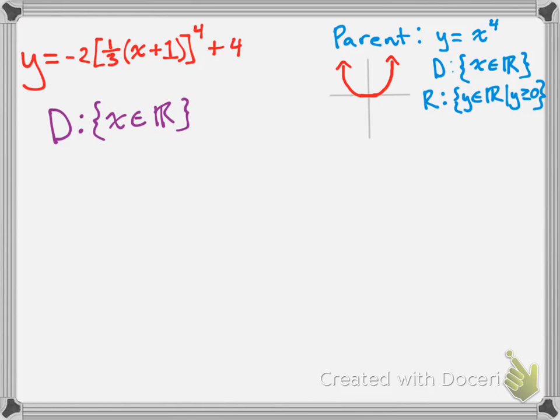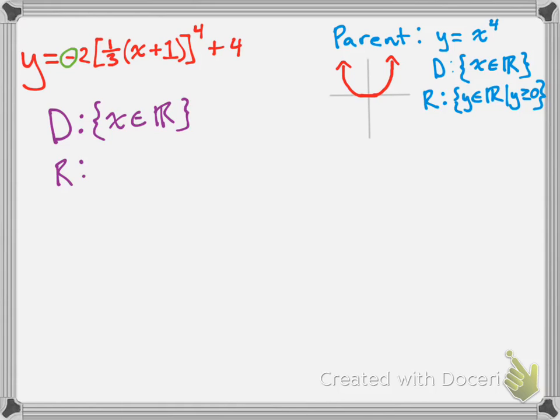Okay, let's see. For our range, the first thing that we need to know is whether it's going to be y is bigger than or equal to, or y is less than or equal to. And what's going to tell us that is that there, right? We have our negative sign for our a value. That tells us that this is going to be kind of like a parabola that opens down, and we know that those, of course, have a maximum value.